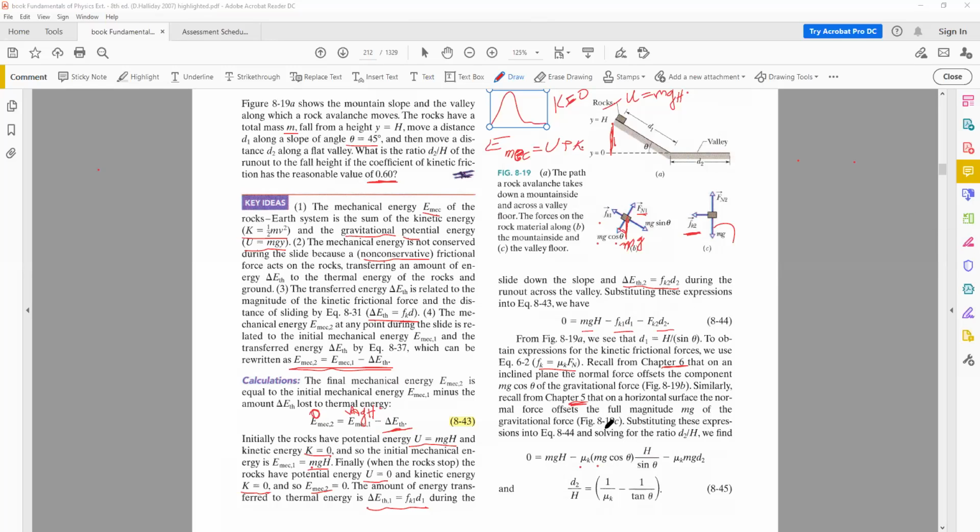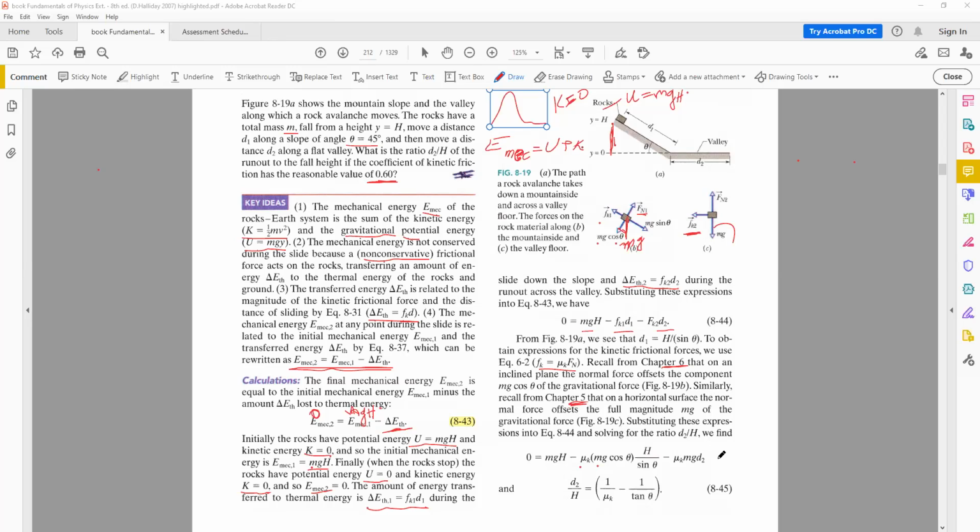Similarly, for the second part we have Fk2 into d2. Fk2 will be mu k into mg in this case, according to this diagram. Mute your mic, please. And the displacement is d2.